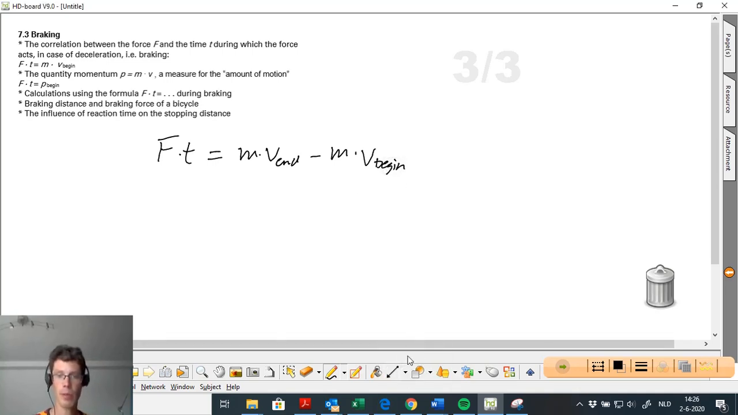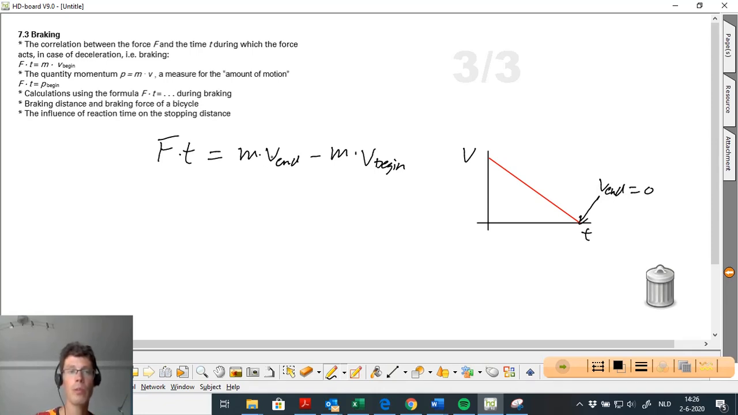This time, for an object that brakes until it stands still, the VT graph looks more like this. It starts out high and after a while it becomes 0. So v begin is now obviously not 0, but v end is. So now this part of the equation drops out and I am left with this, minus m times v begin.